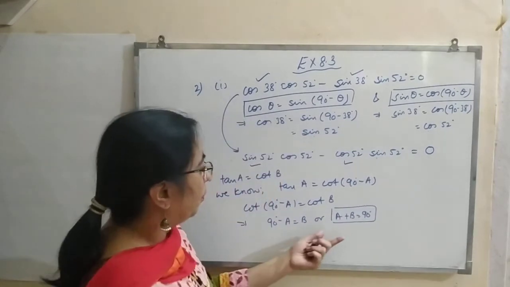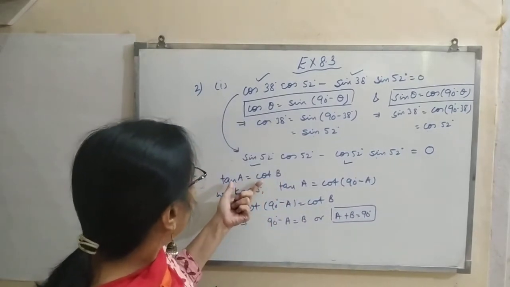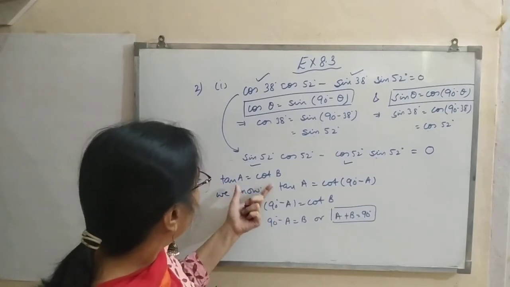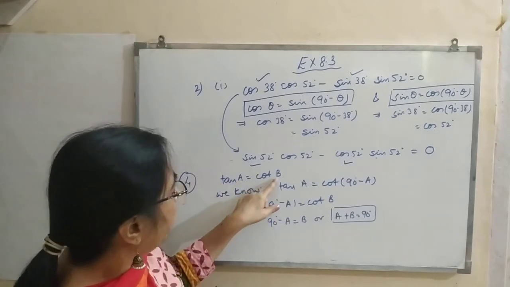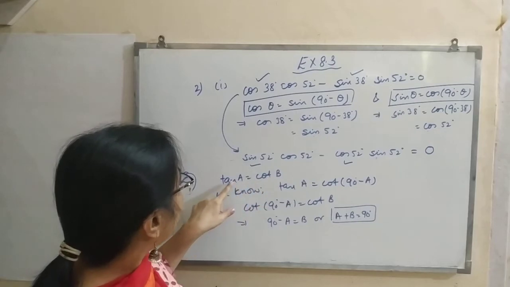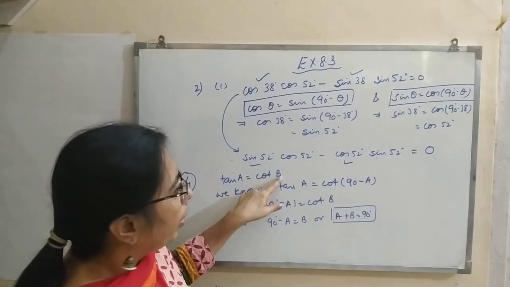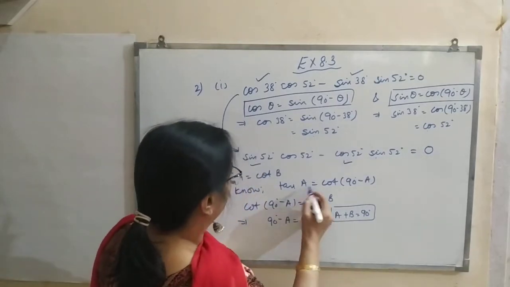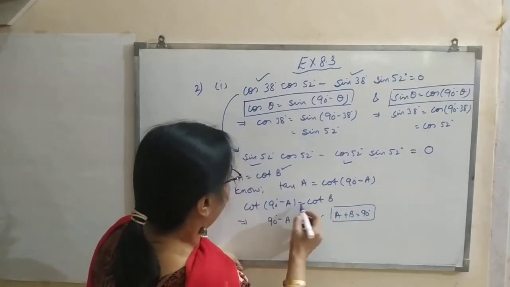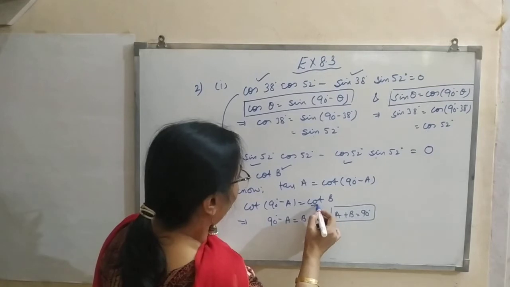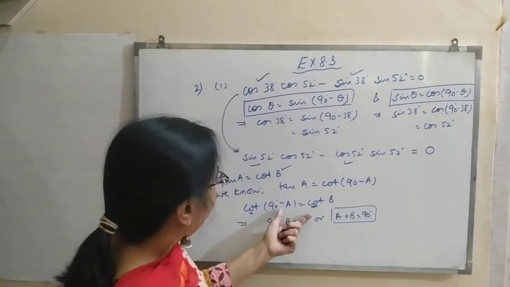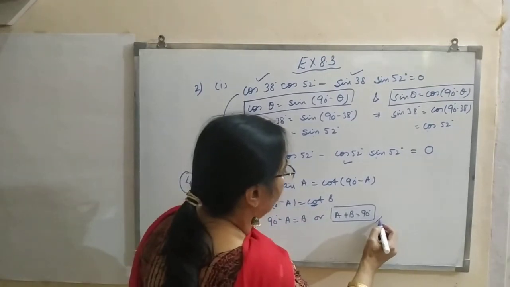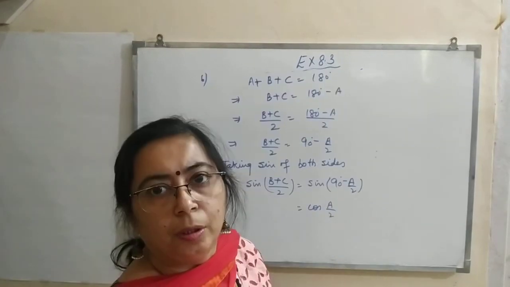This is very simple. When you have to simply prove, you simply write one conversion. No need to write both the conversions. Tangent A is equal to cotangent B, and cotangent B can be written as it is. Cotangent 90 minus A, equate them. When both the t ratios are same, we can equate the angles. So A plus B becomes equal to 90 degree.